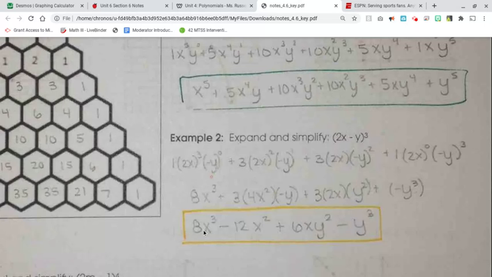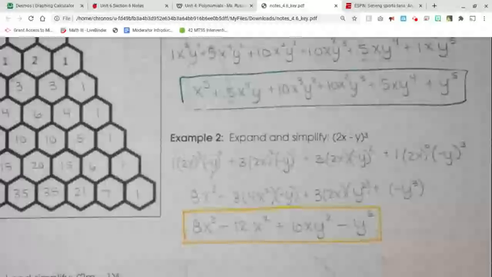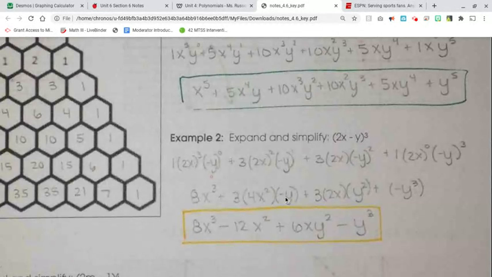So 8x to the 3rd, we're going to simplify this. The 3 times 4 gives us 12x squared. Okay. And then we should have a negative y with it. So that negative y should be right there. So minus 12x squared y plus 3 times 2x is 6x, and then y squared. So 6y squared minus y to the 3rd. And that's our final answer.